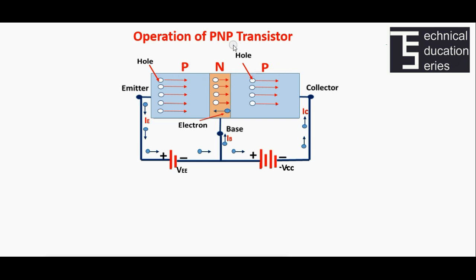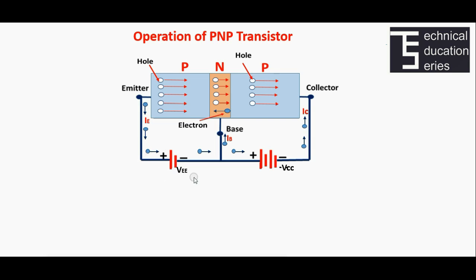In case of a PNP transistor, the emitter is made of p-type semiconductor and it is having holes as the current carriers, and the base region is made of n-type semiconductor and the size of the base is very small, so that it is having only a few electrons as the current carriers. Again, the collector is made of p-type semiconductor having holes as the current carriers. Here the forward bias across the emitter junction is provided using battery VE, and reverse bias across the collector junction is provided using battery VCC.